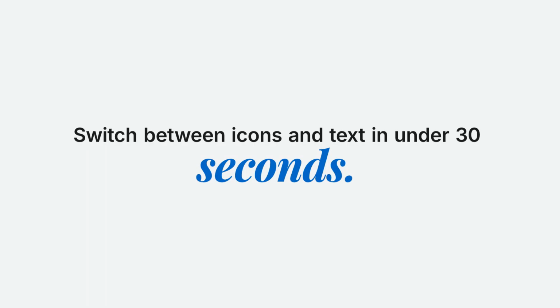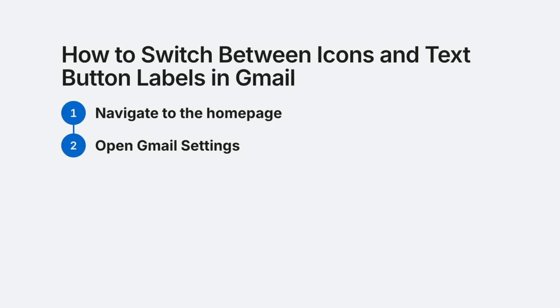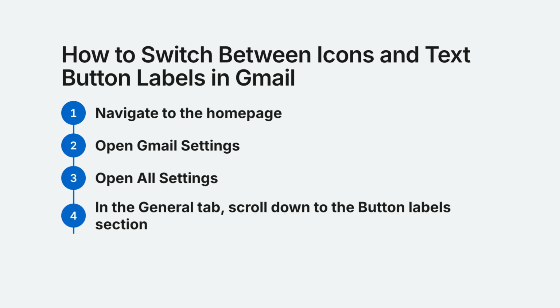Tired of Gmail's button labels cluttering your screen? Switch between icons and text in under 30 seconds. I'll show you exactly where to find the setting and how to change it. Just follow these simple steps.